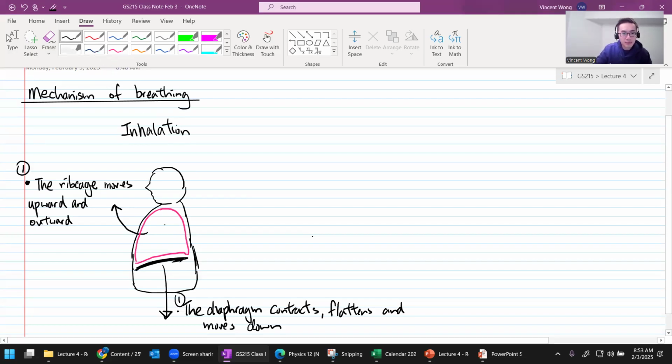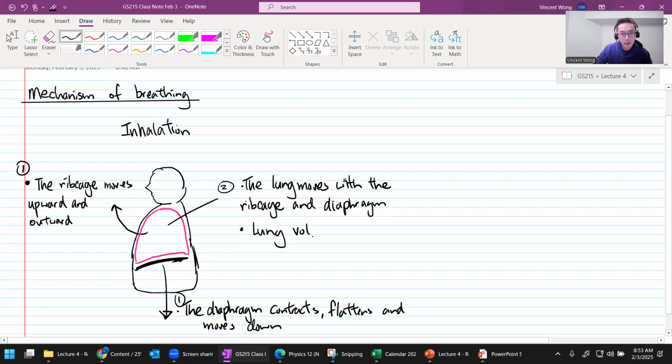And then event number two is that the lung moves with the rib cage and diaphragm. Lung volume increases, and that causes lung pressure to decrease. This is Boyle's law.